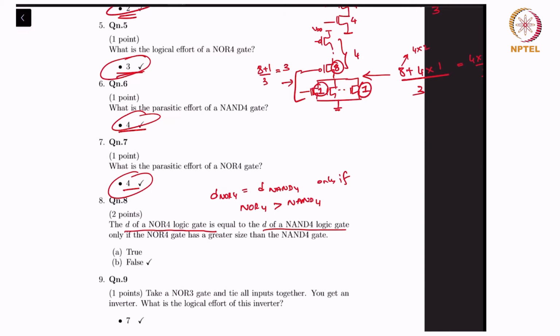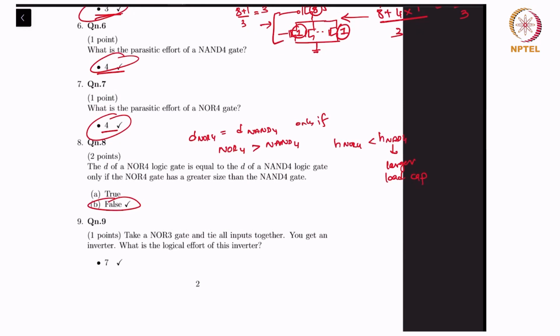So if the question had said if and only if, then it would have been true, but it says only if, which says that this thing is necessary for the delays to be equal, and that's not true. It could be that the H of NOR 4 is less than the H of NAND 4 because the NAND 4 is driving a larger load cap. Question doesn't stop that. So had the question said if, then it would have been true, but since it says only if, it's false. This is not the only thing that makes H of NOR 4 less than H of NAND 4.